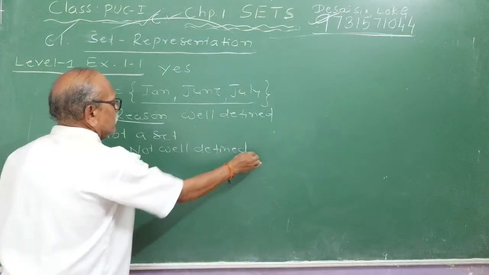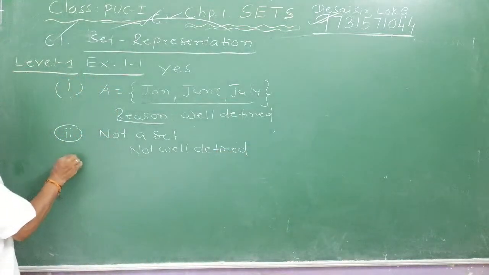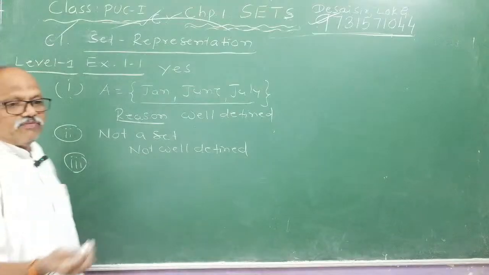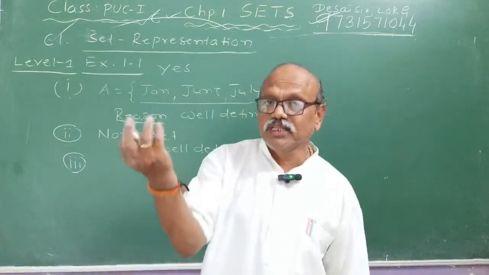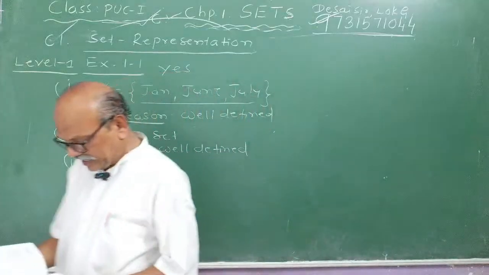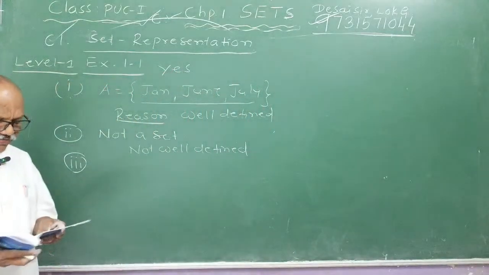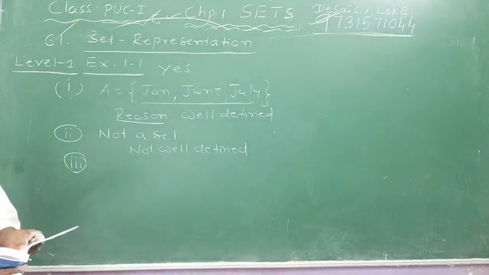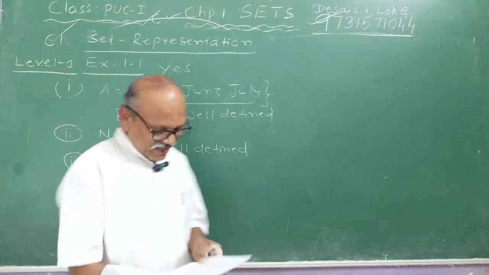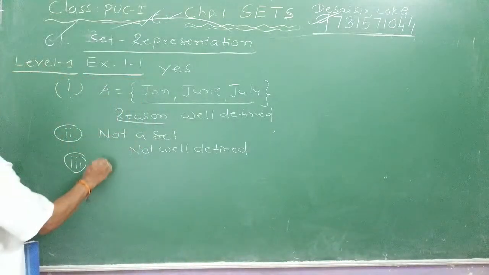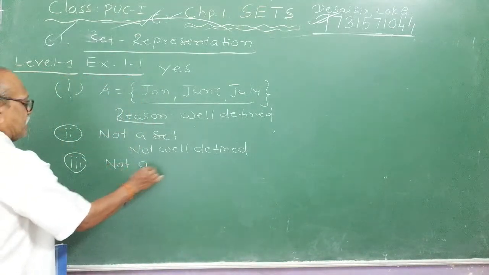For some people, some person they may feel talented. For some other authors, some others may feel well defined in some other language. Therefore, we cannot say it as a set. A team of 11 best cricket batsmen of the world. Impossible to decide. Not a set. Why it is not a set? For some people, not a set.